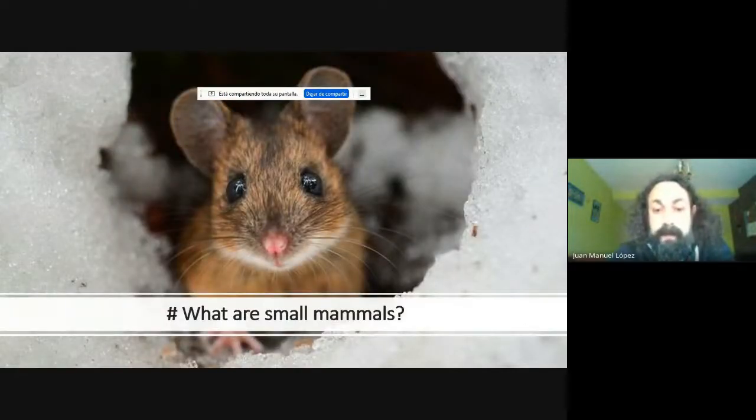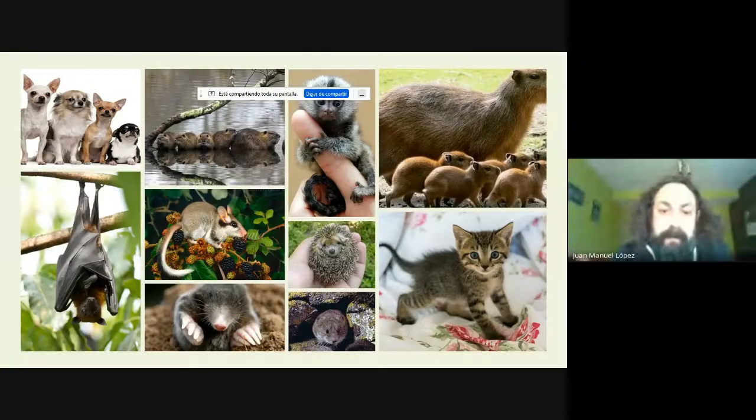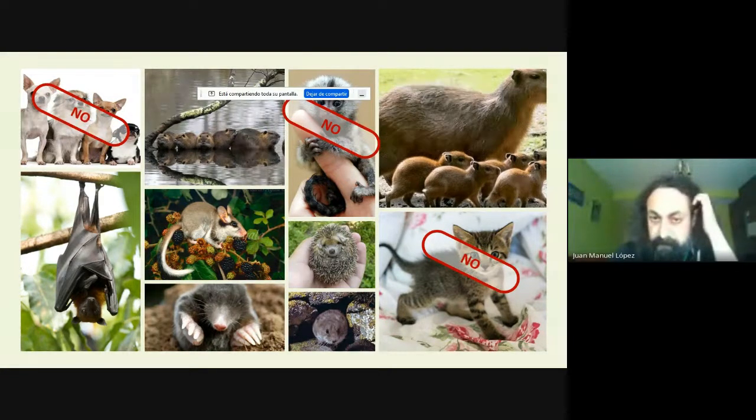First, what are small mammals? Small mammals are normally, not in scientific terminology, the mammals smaller than a rabbit. For example, here you can see different little mammals, but dogs or cats or this little monkey are not small mammals. However, the beavers or capybara are rodents and are considered small mammals, even though they are big, like a dog.